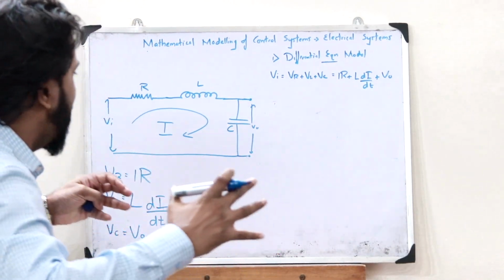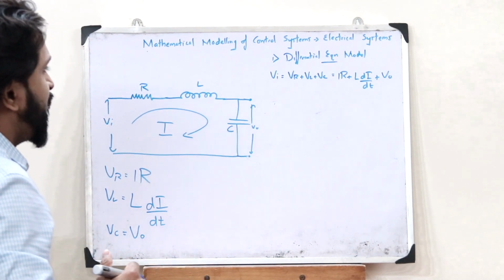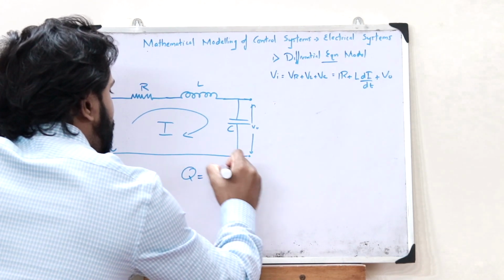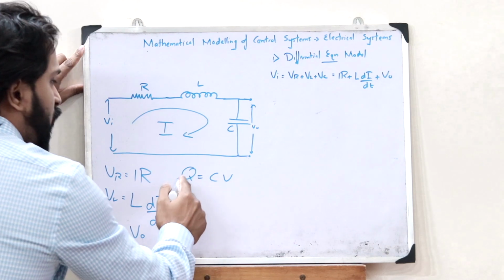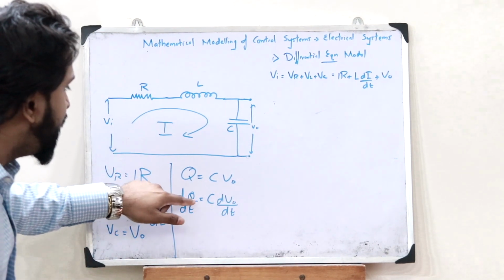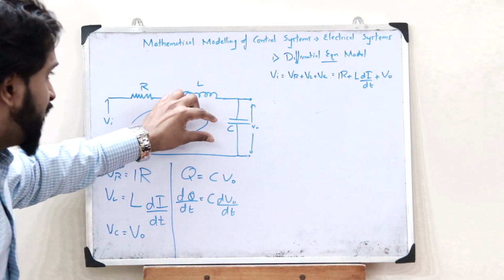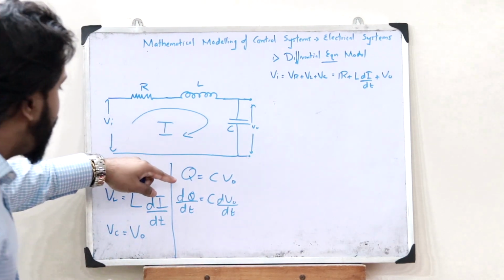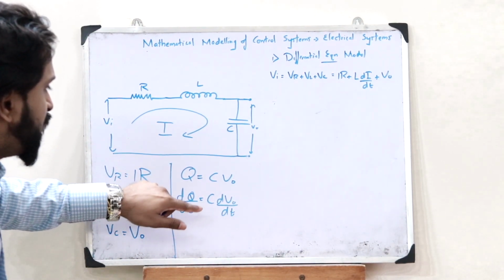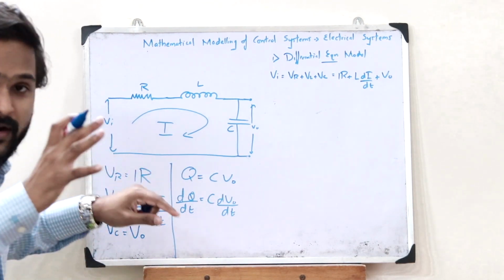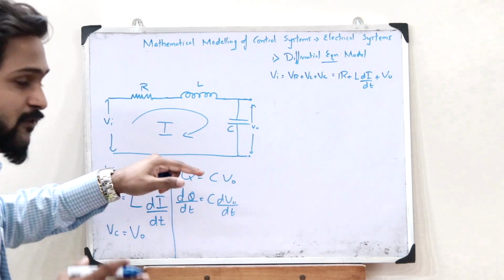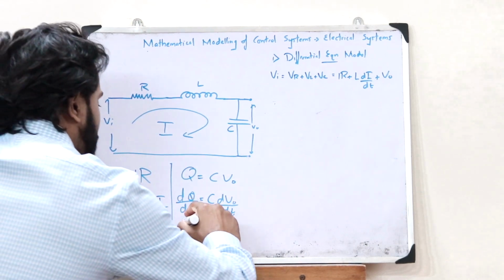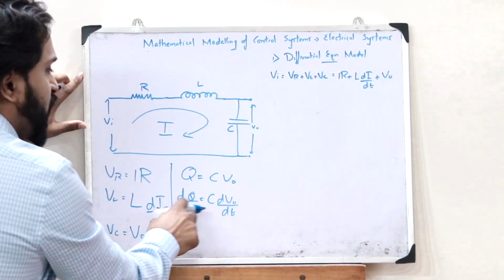But on observing this capacitor, we know that in a capacitor we have Q is equal to C into V. And now on differentiating both these sides, we get dq by dt is equal to C into dV0 by dt, because here the capacitance is a constant, it will not vary, only the output voltage would vary. But dq by dt is the rate of change of charge, which is simply the current that is flowing through this capacitor. So here I is equal to C into dV0 by dt.